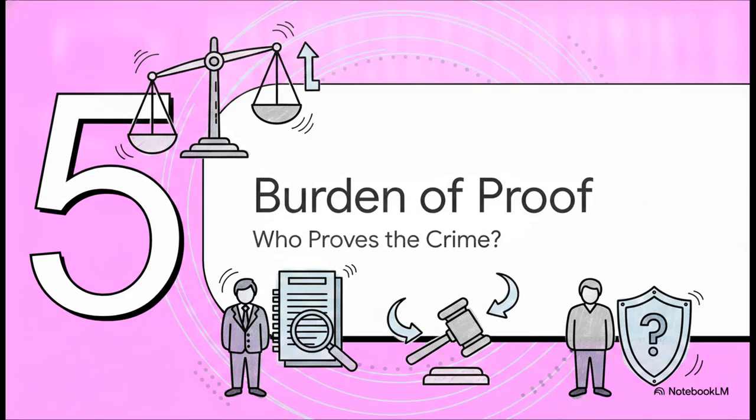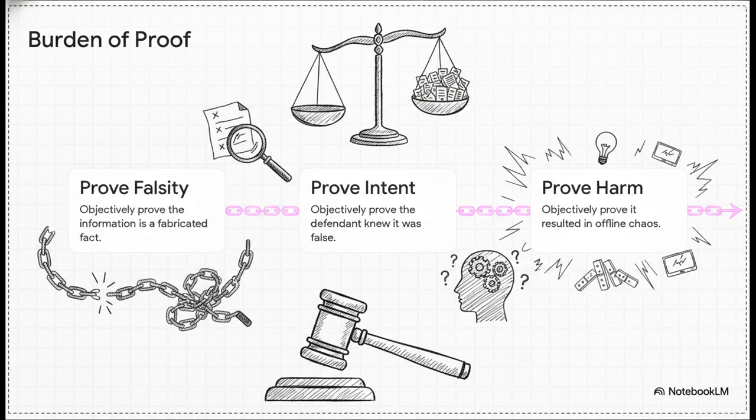Let's shift gears to Section 5, the burden of proof. And this brilliantly illustrates the core function of the criminal procedure law. It places the burden of proof squarely and entirely on the prosecution. They can't just make an accusation. They have to construct an unbroken chain of evidence.